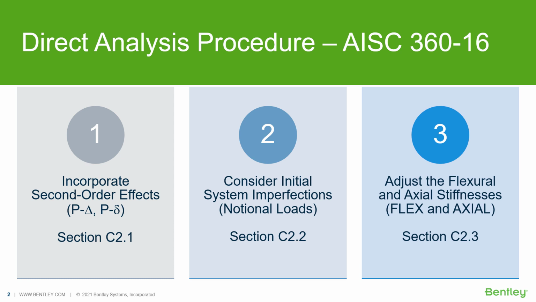To start this process, we're going to focus on three main commands or specifications. We're going to ask the analysis to incorporate our second-order effects, including our P-large-delta and P-small-delta effects. We are going to consider the initial system imperfections through the use of notional loads. And we will adjust the flexural and axial stiffnesses of the members as required by the design standard. Now please note this is a nonlinear iterative analysis as the stiffness of the members is dependent upon the forces generated by the load.